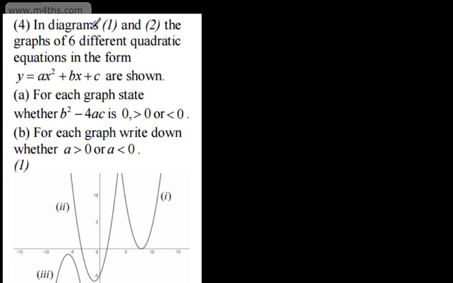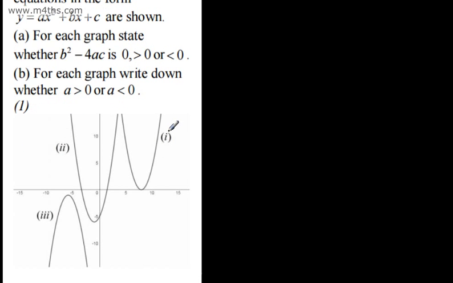Okay, question 4. In diagrams 1 and 2, the graphs of 6 different quadratic equations in the form y is equal to x squared plus bx plus c are shown. In part A, for each graph, we need to state whether b squared minus 4ac is 0, greater than 0, or less than 0. For each graph in part B, we're asked to write down whether a is greater than 0 or a is less than 0. Okay, so let's start here.